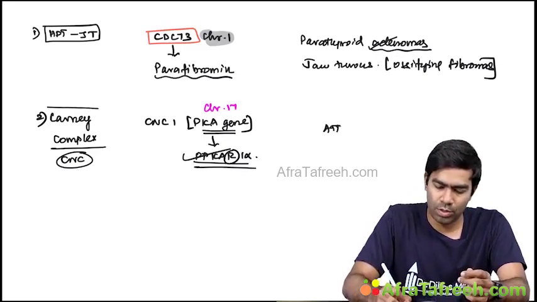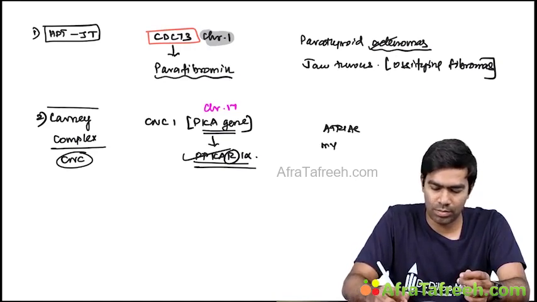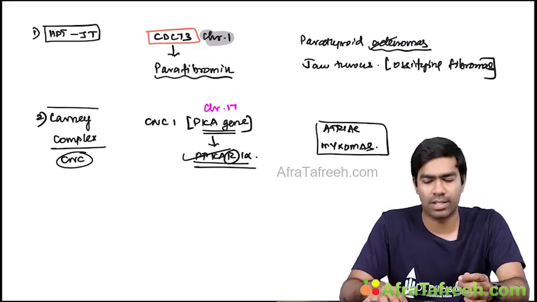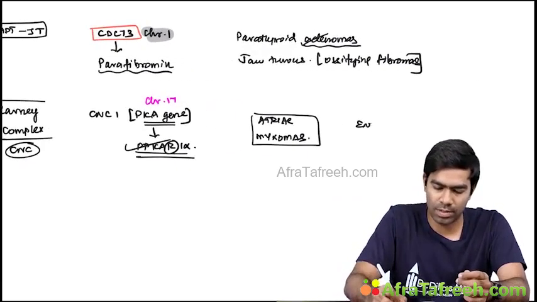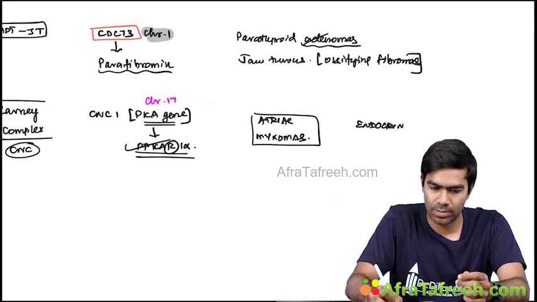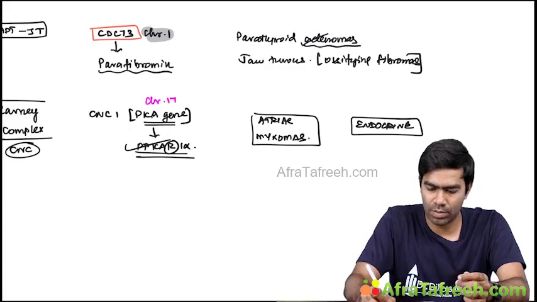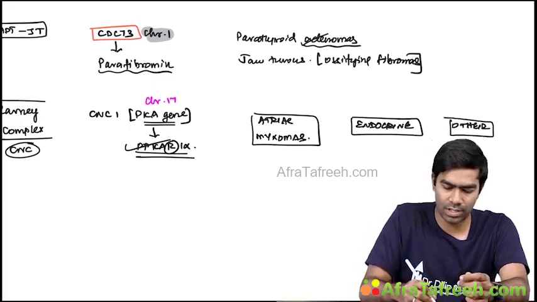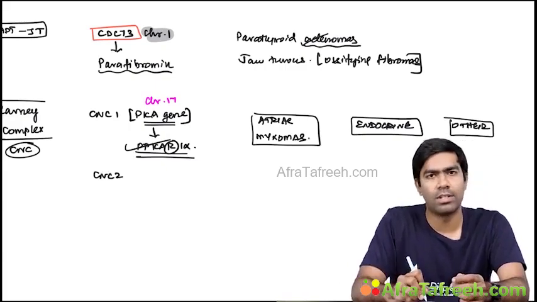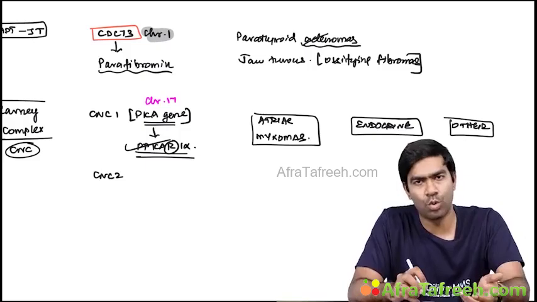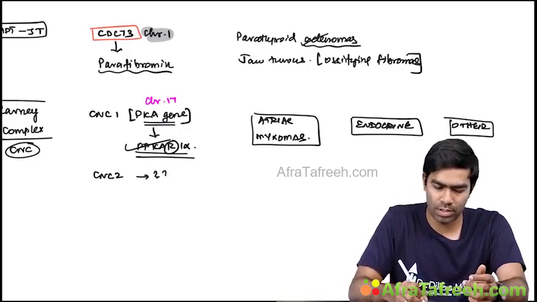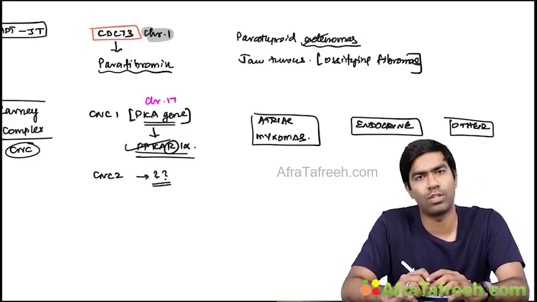Very importantly, they produce atrial myxomas. Very, very important. Atrial myxomas. And second, you can get some endocrine features. At the same time, you will get other tumors also. Let us see all these things. And you have CNC2 also, which I didn't mention. This Carney complex type 2, we don't know what is the gene. It's an unknown gene. We have not sequenced it yet.